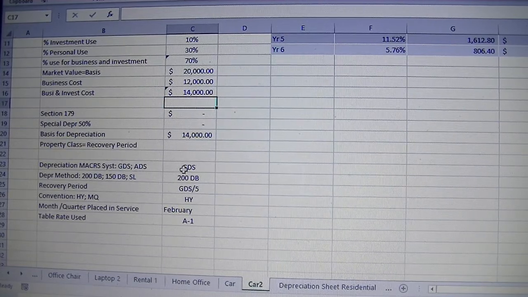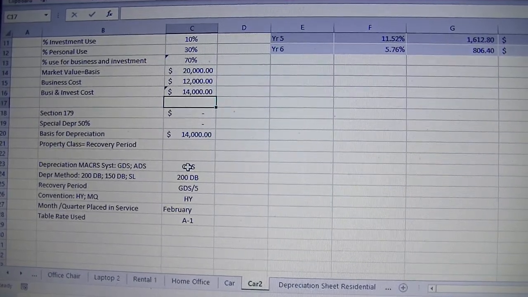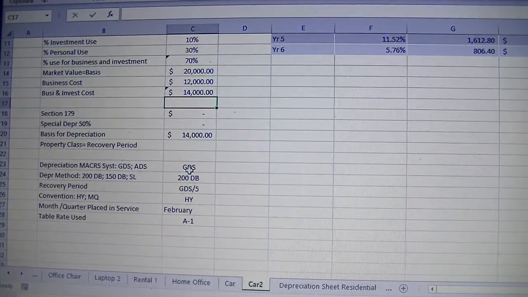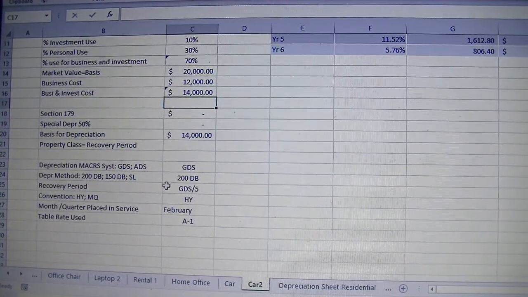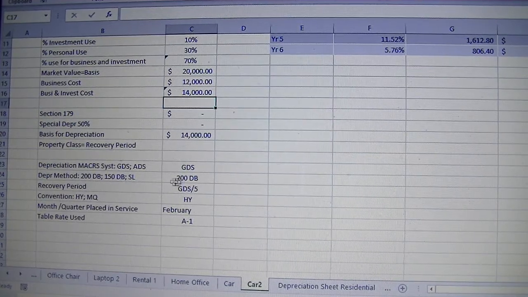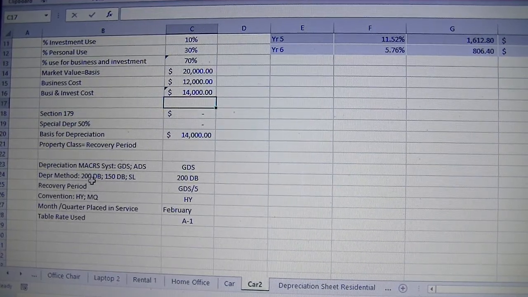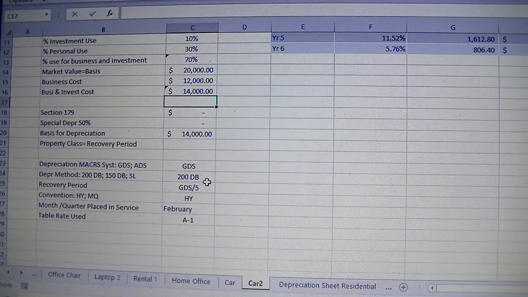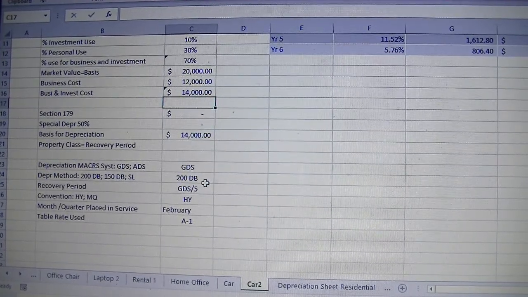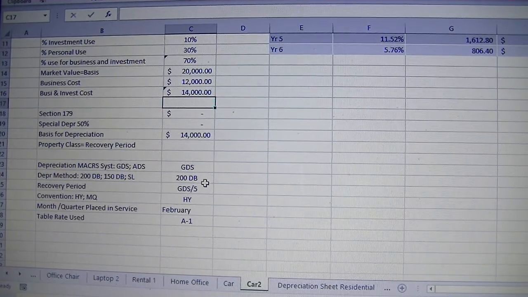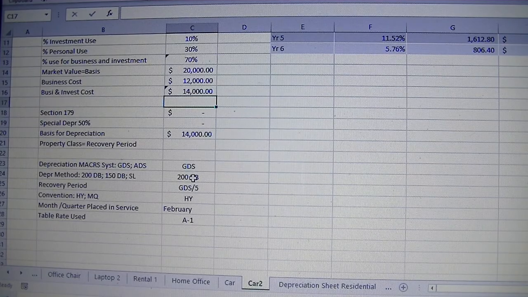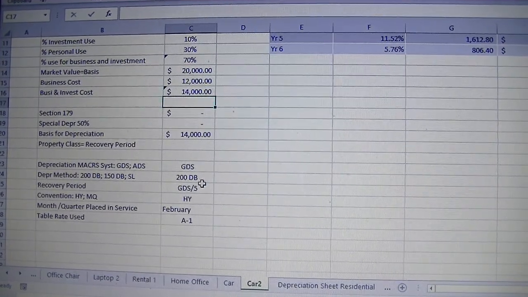And we are going to use general depreciation system unless you are required. You are better off using general depreciation system. And the depreciation method, you have 3 options: 200 DB, 150 DB, and SL. If you know you are going to be using the car for more than 50% in your business all the way to the end of the depreciation time, yes, using 200 DB is fine.